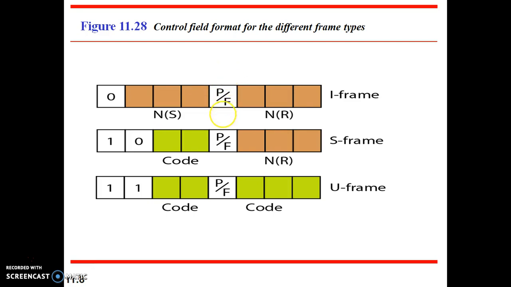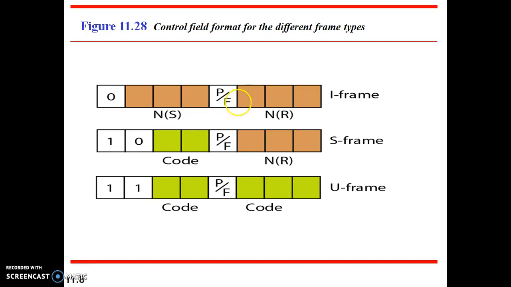So the last 3 fields here, that is NR, correspond to the acknowledgement number, and here we use piggybacking to acknowledge. So the acknowledgement number will be specified here. And this P/F field is a single-bit field which is a dual-purpose field.